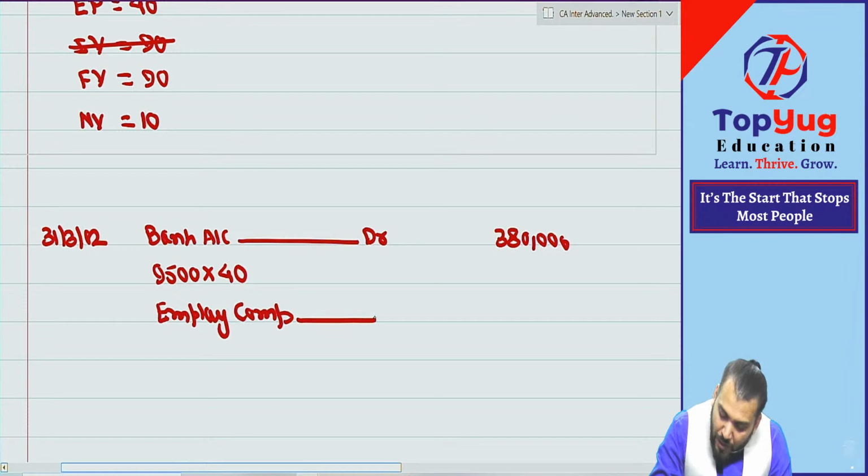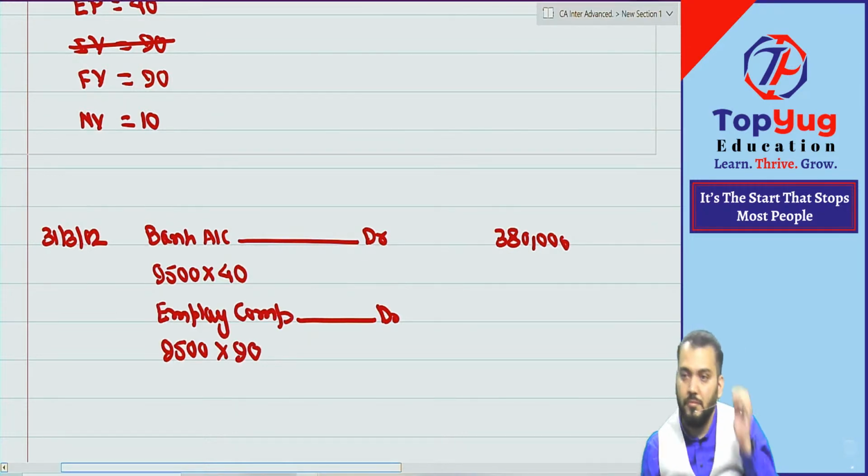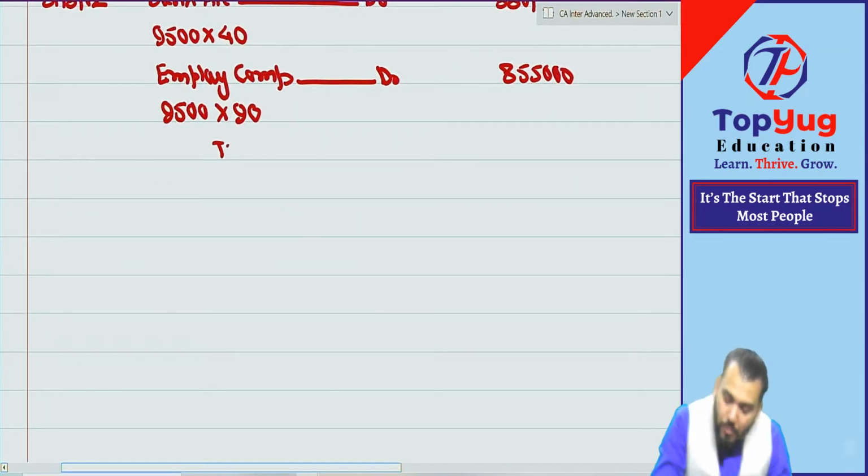Correct now? So employee compensation account debit, 9,500 into what? 90. 8 lakh 55,000, to equity share capital. How much?